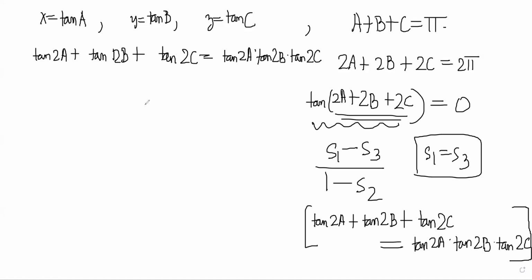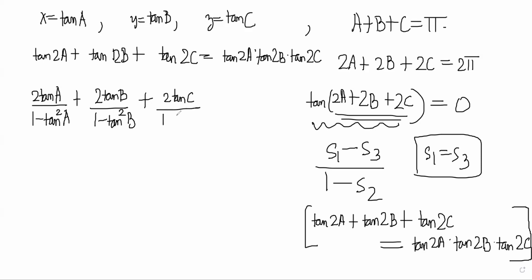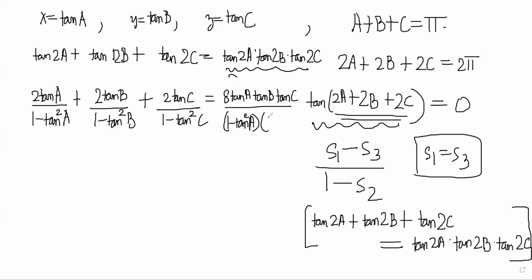And now we can say, by the double angle formula, tan 2A is 2 tan A by (1 minus tan square A), plus 2 tan B by (1 minus tan square B), right? Plus 2 tan C by (1 minus tan square C), right? Yes, sir. That is equal to, just do the expansion of this also, write it like that only, right? Yes, sir. So it will be 8 tan A tan B tan C divided by the product of all of these, right? (1 minus tan square A)(1 minus tan square B), and so on.